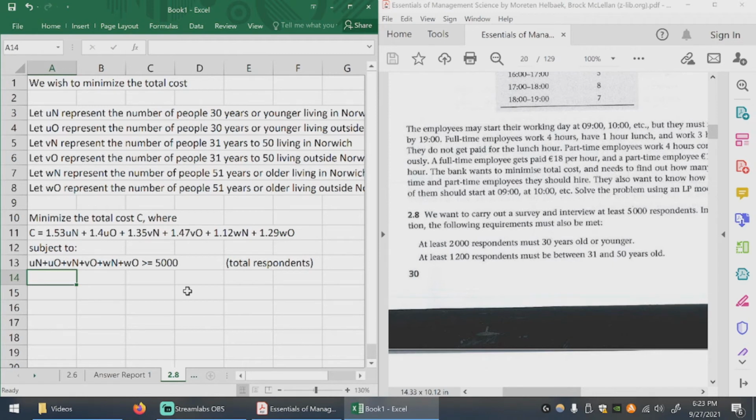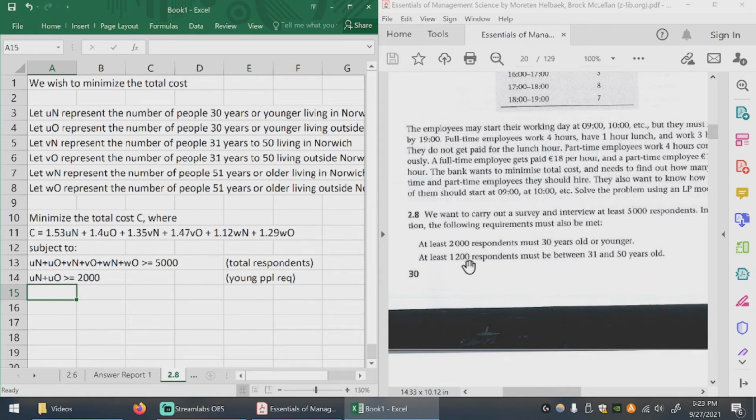How many people are 30 years or younger? Those living in Norwich and those living outside of Norwich. That has to be at least 2,000. So let's say young people requirement. This description is just for me. So rephrase that until you have the direct translation to the inequality.